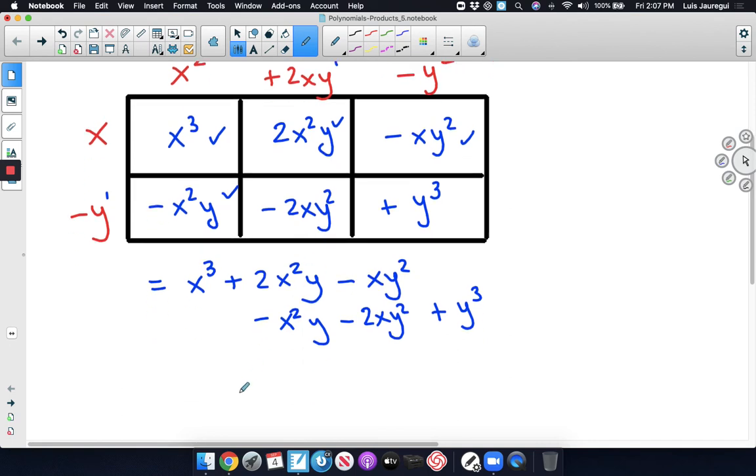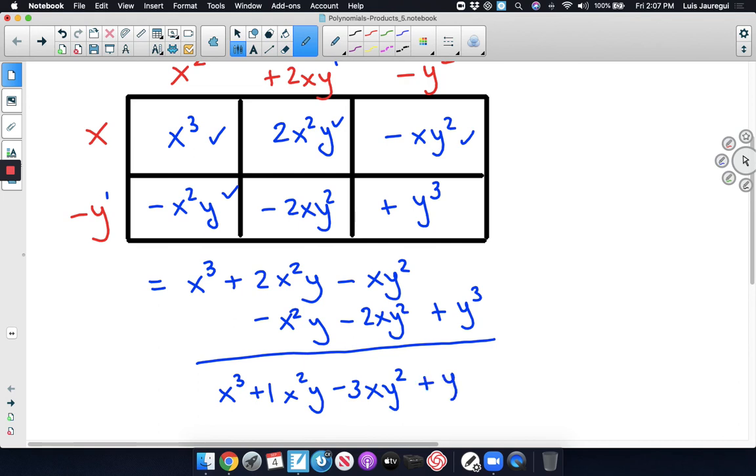Okay, so let's go ahead and combine like terms. In this case, we're going to have x cubed, and then you have 2 minus 1 of this x squared y, so 2 minus 1 is simply 1, so plus 1 x squared y, and then you have negative 1 of this xy squared and negative 2 of those xy squared, so negative 1 and negative 2 combined become negative 3, so we have negative 3 xy squared, and then we just have plus 1 y cubed.